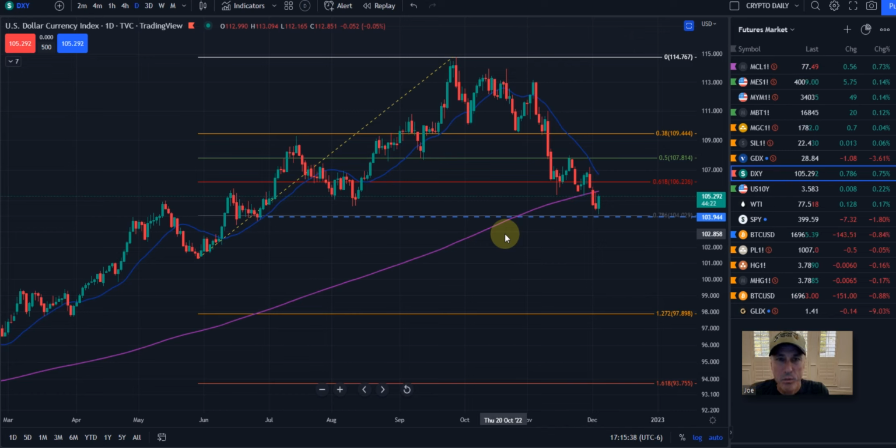But first of all, how do we know that we were going to get a stronger dollar coming soon? Well, I'll just start right here. First of all, we were coming off the 200. This purple line is the 200 moving average. Any moving average is just the average closing price over that timeline, whether it's a 20-day moving average or a 200-day moving average.